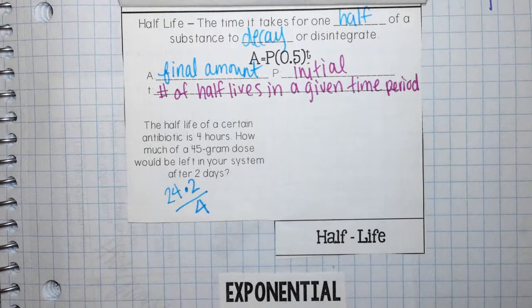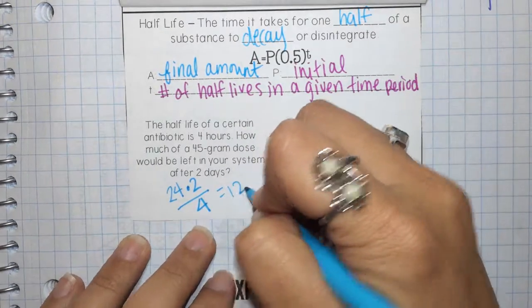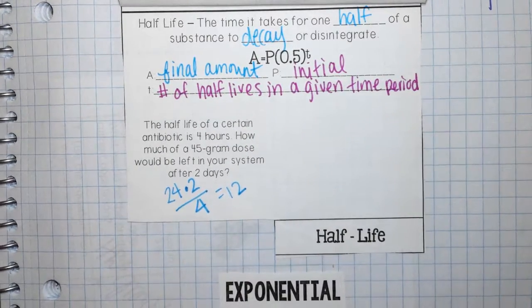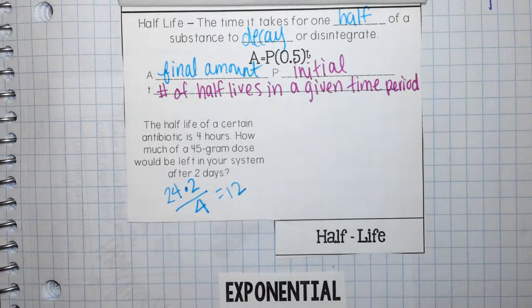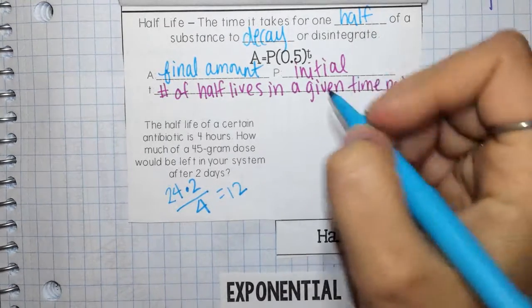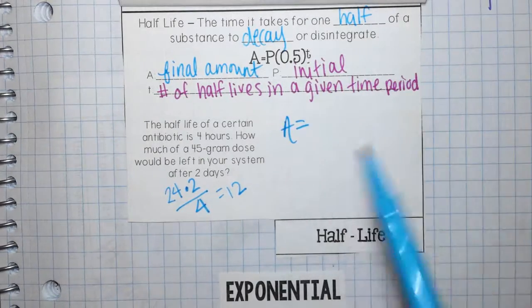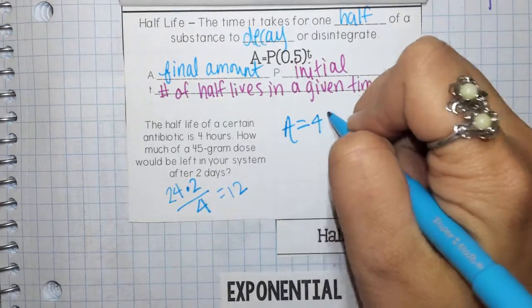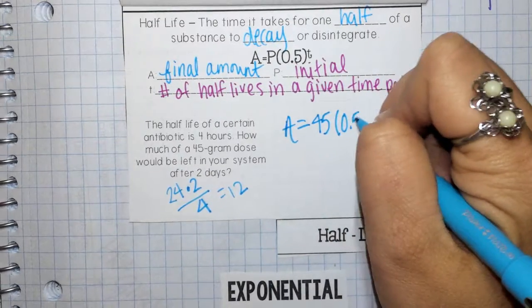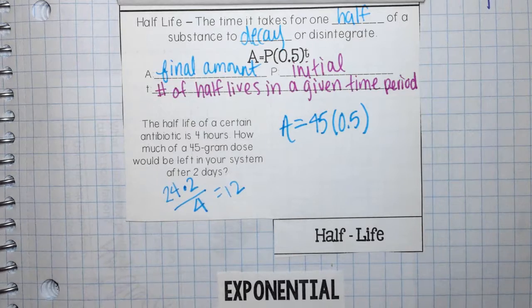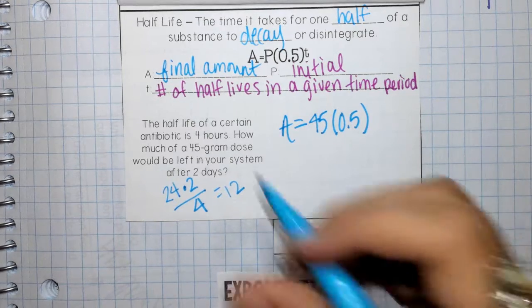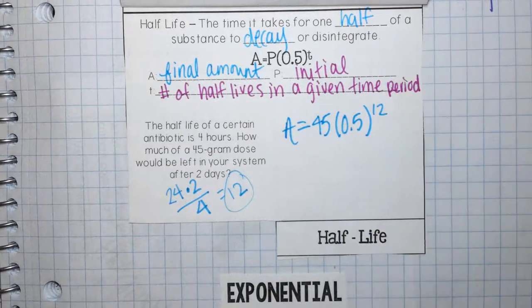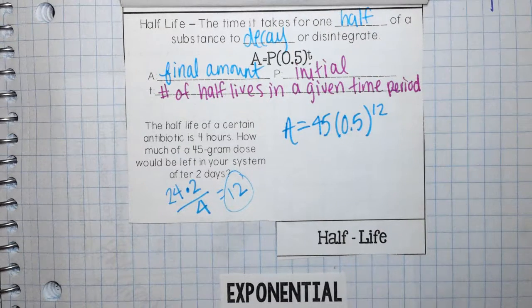That'll be 12. Yes. So 24 times 2 is 48. 48 divided by 4 is 12. Awesome. So that's what we're going to plug in for T. Does everybody understand? Okay. Now, we have A equals, what is our original amount? Yes, 45. Times 0.5. And what's the exponent? What do we find? 12. Awesome. Plug it into your calculator. Do 0.5 to the 12th power and multiply it by 45.